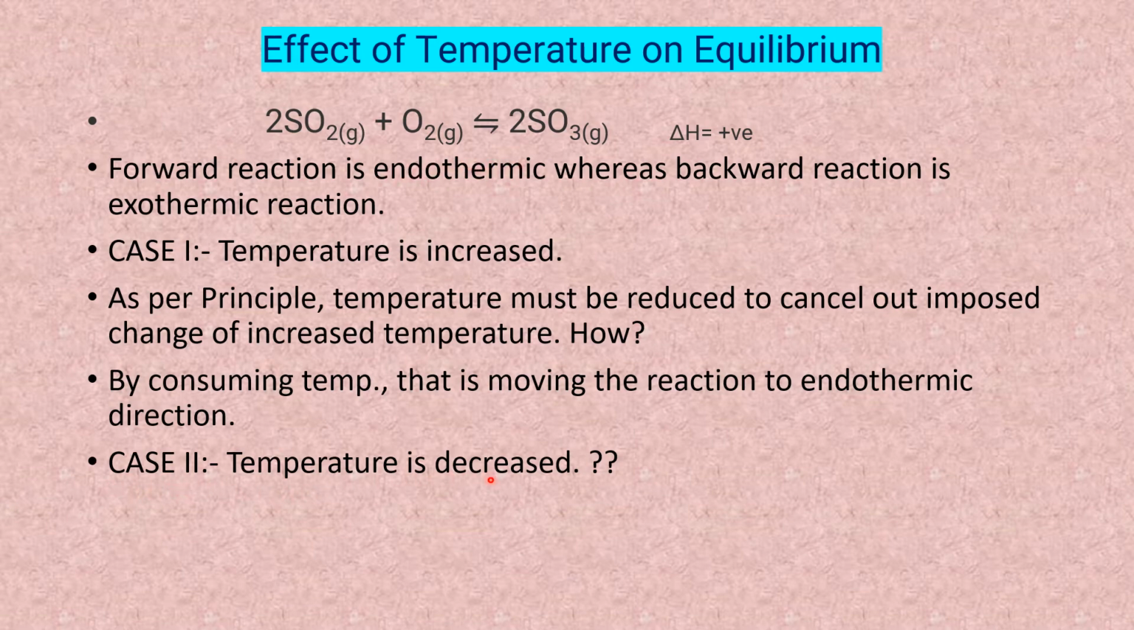Case 2, when the temperature is decreased. Temperature is decreased means equilibrium will shift such as to increase the temperature. And how the temperature can be increased? The temperature can be increased if the reaction goes in the exothermic direction, and the backward reaction is exothermic reaction. That is, the reaction will move in the backward direction.